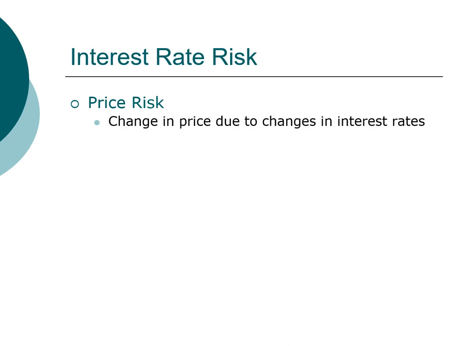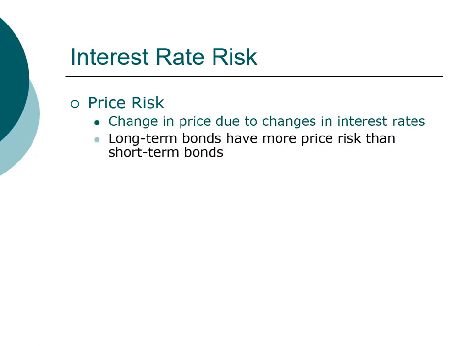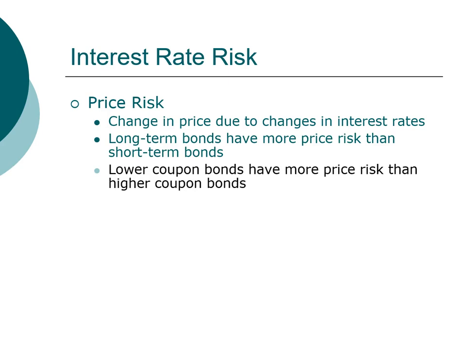The theory of interest rate risk suggests that bonds that have a longer term to maturity carry a higher price risk than bonds that have a shorter term to maturity. Also, bonds that have a lower coupon rate have a greater price risk than those with a higher coupon rate. So these are two bond pricing theories, and they are called interest rate risk.